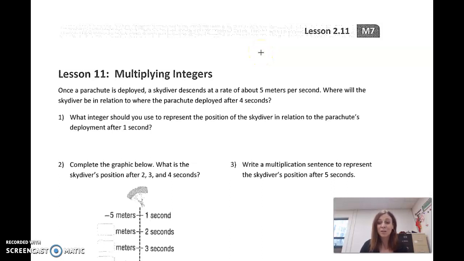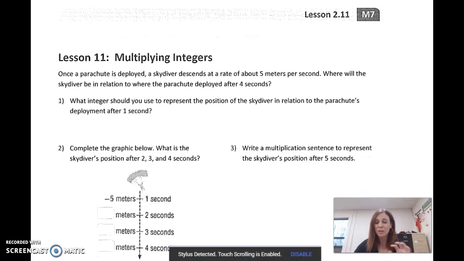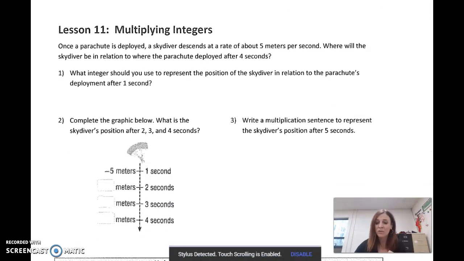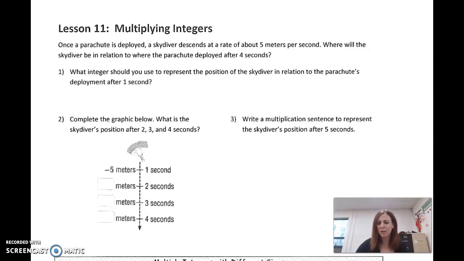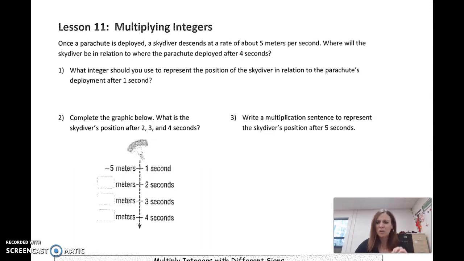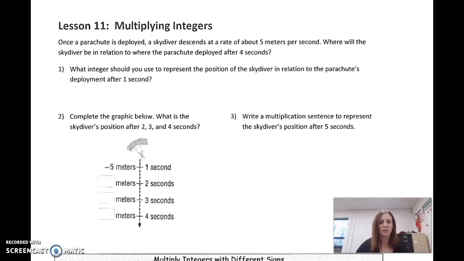Lesson 11 is on multiplying integers. So again, we're in Module 2 where we're working on the different operations with rational numbers, and we're going to focus on multiplying integers right now. Multiplying integers is not hard, but the confusion maybe comes in trying to keep the rules for addition and multiplication separate. So just really try to focus on the understanding of where things are going.